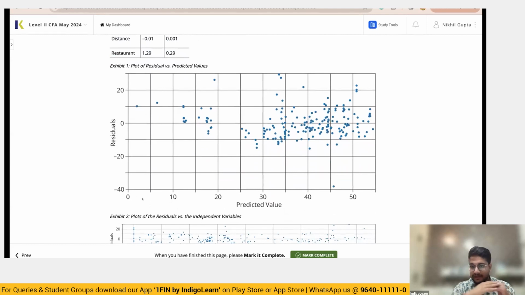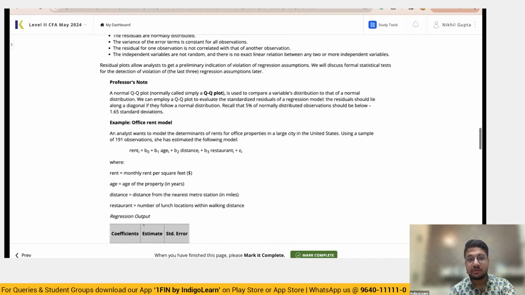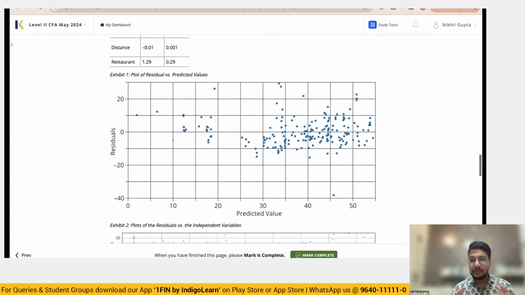So on the x-axis you have the predicted values, and on the y-axis you have the residuals. As per the assumptions which we have read just now, what sort of relationship can be there between the residuals and the predicted values? Just read the assumptions. There cannot be any major relation between the residuals and the predicted values.